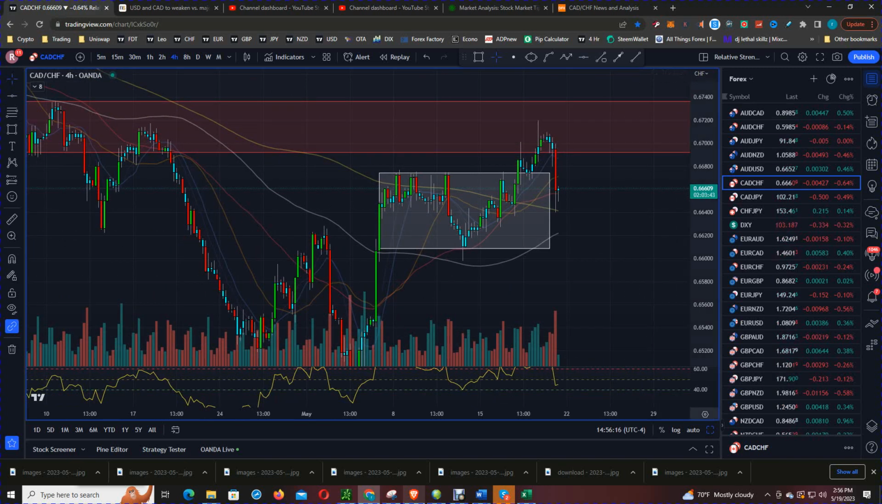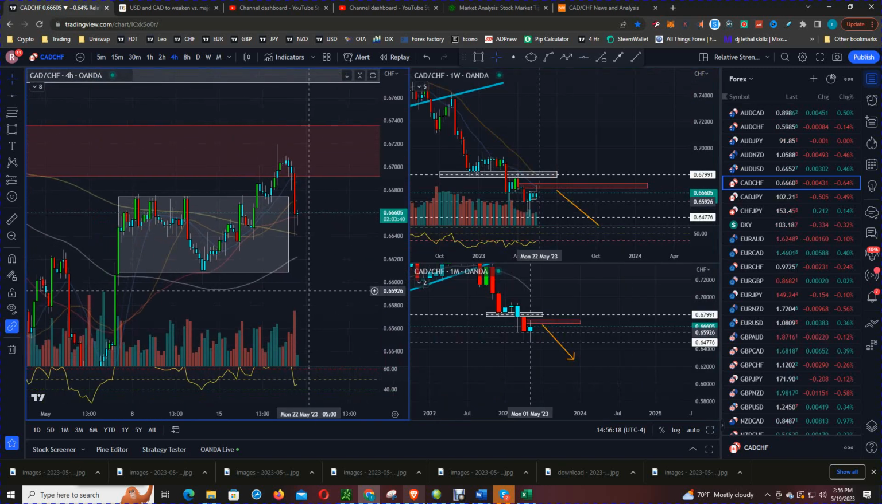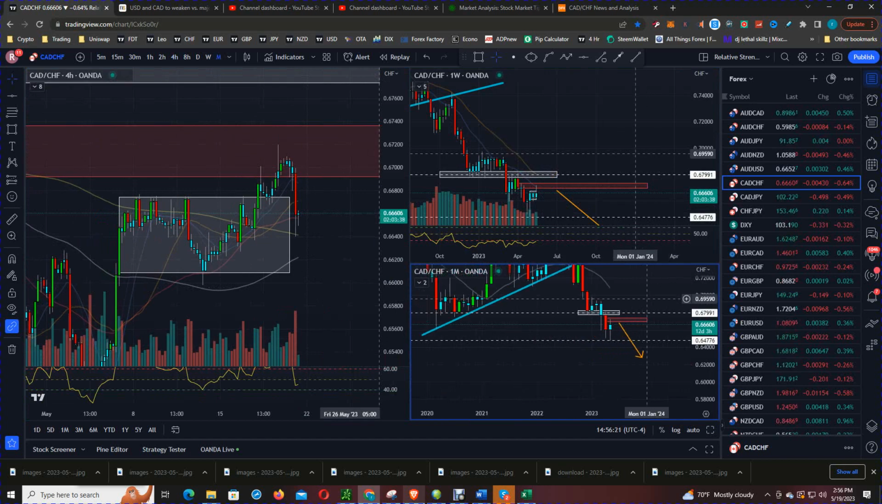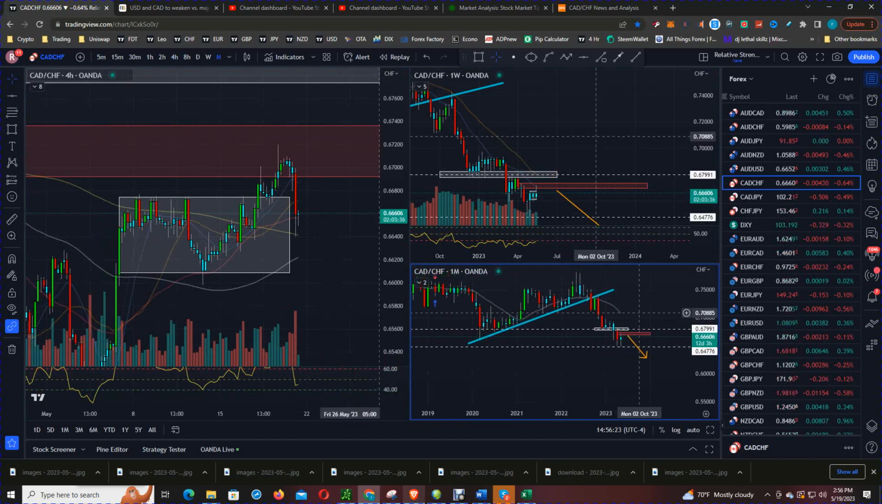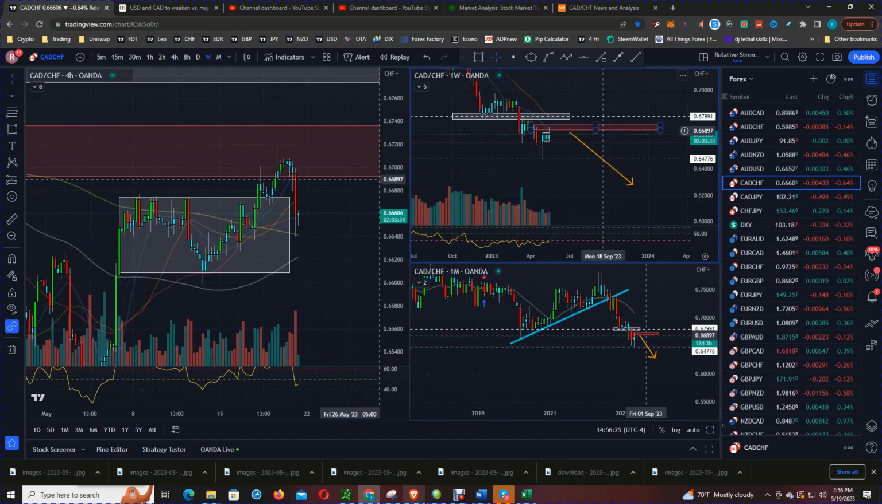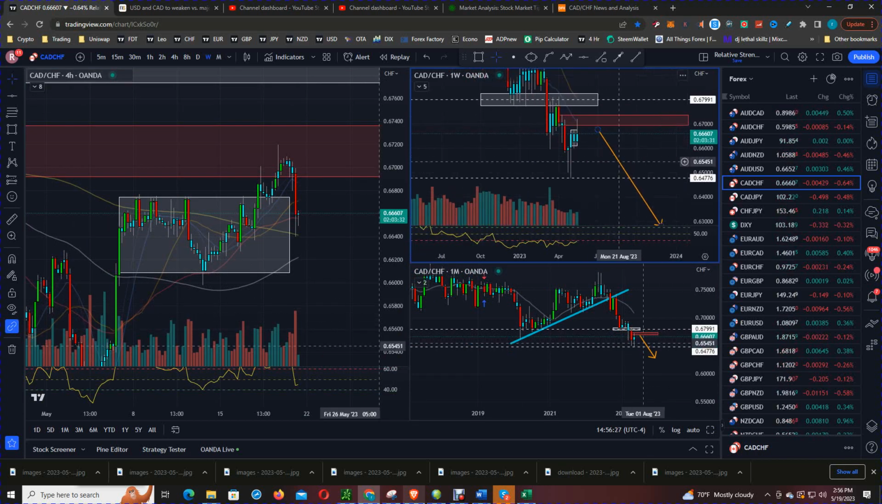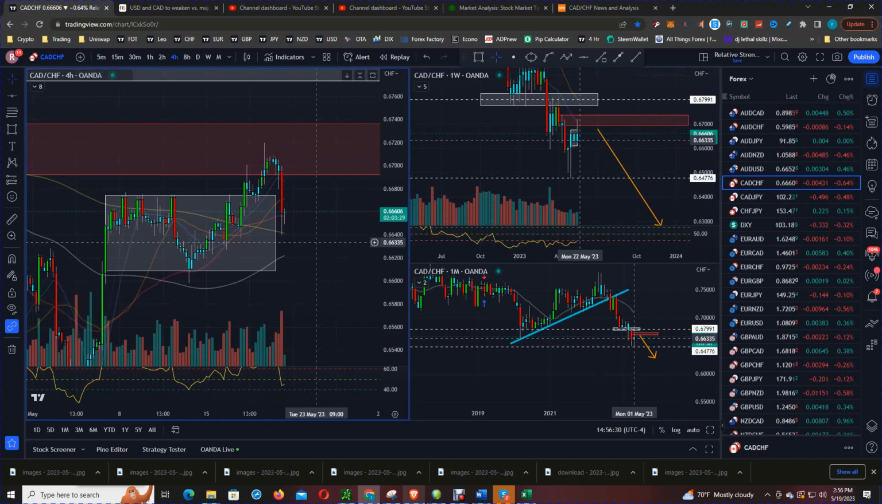There's no setup at the moment, but from a macro standpoint, hopefully I gave you enough clarity on how to play this pair moving forward.